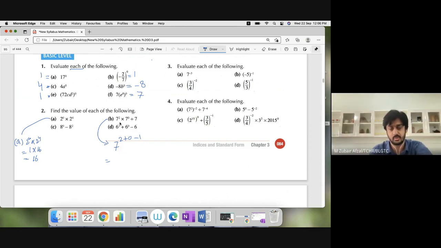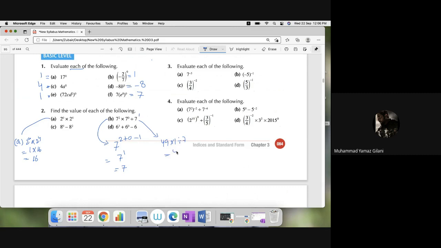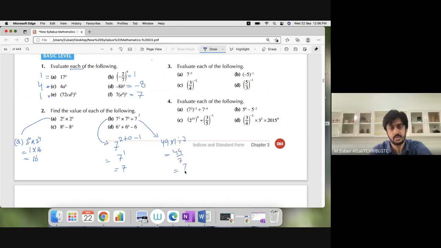Once when you multiply the powers, they add up. When you subtract, divide, they subtract. So you actually get 7 raised to power 1. This is one way. You can also write it as 7 square is actually 49 multiplied by 1 divided by 7. So again 49 by 7 is 7.